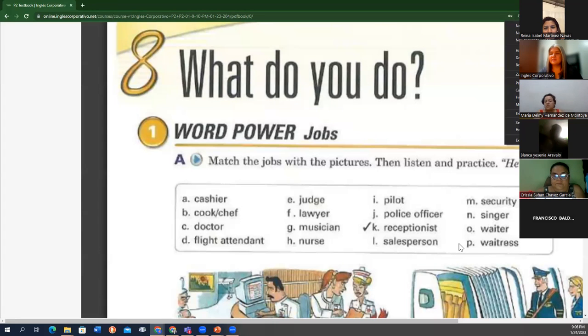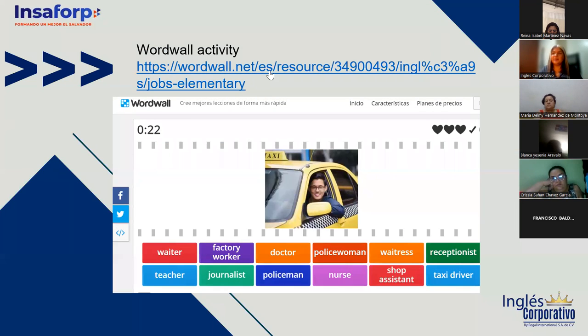Musician, okay. ¿Cómo se pronuncia el D, teacher? Which one? ¿La D? La D. Attendant. Flight attendant. Okay. A flight attendant is who helps you, who assists you in an airplane. También la de salesperson, nunca la había. A salesperson is who helps you in a store. Una tienda. Y la P, no sé cómo se pronuncia, waitress. Waitress is when it's a woman, and waiter is when it's a man. Mesera. Waitress. Okay, good.